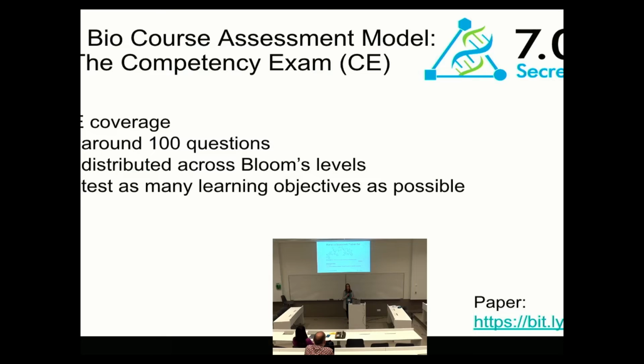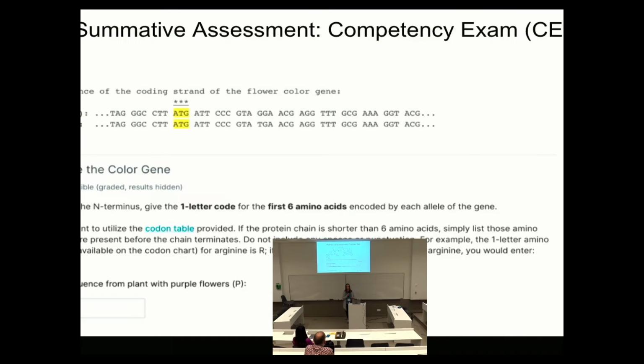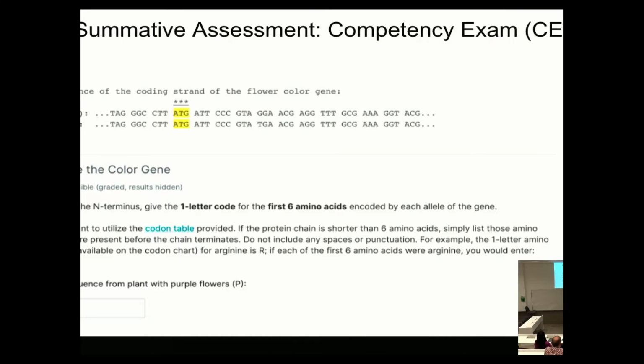So here's an example from a summative assessment. The competency exam is really an example of summative, meaning it's coming at the end of some larger learning experience. And now we want to test for mastery. And so this is just another example where we have a DNA sequence here, but we're asking students to do this translation step and then give us the code, and it's text input here for them to input the answer.